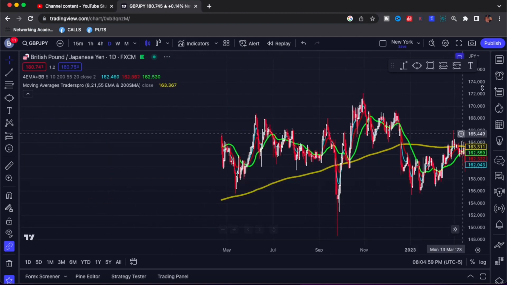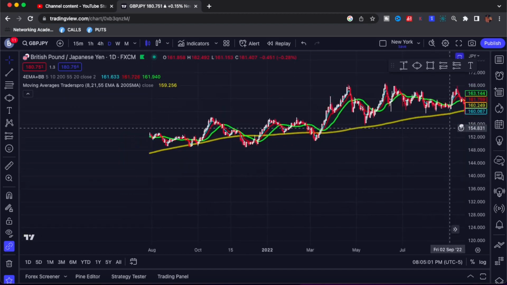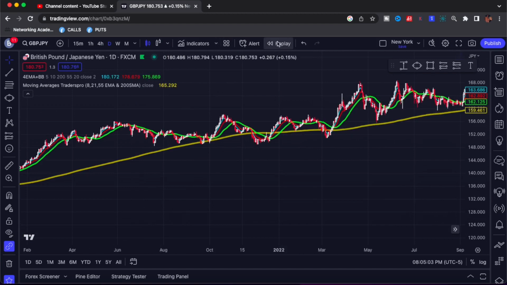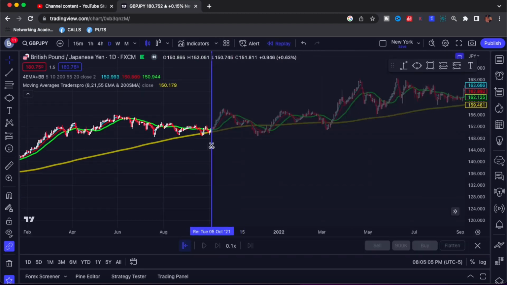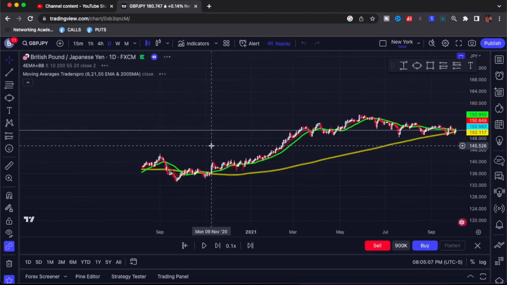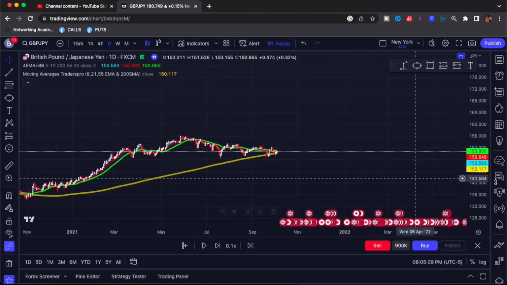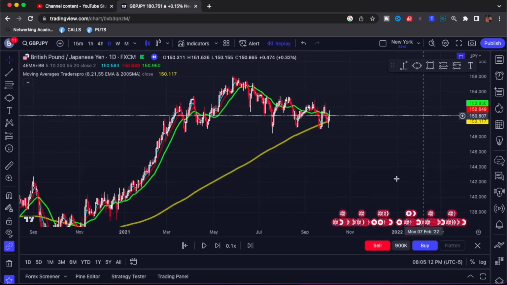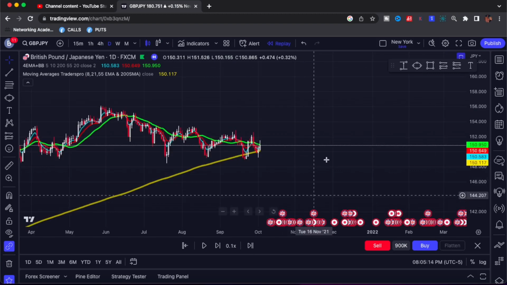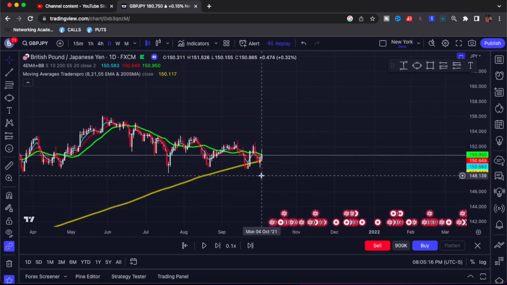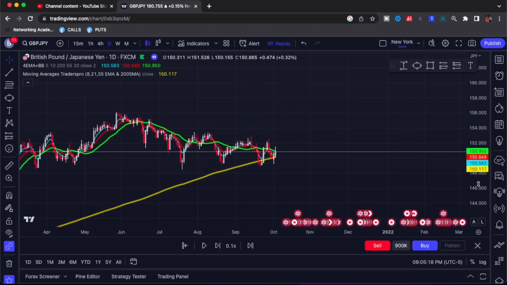So I could go all the way back in time. Let's just go back. We'll use replay mode. Let's just go back to like right here. I just clicked a random EMA cross. So boom. If I was trading this right here, I saw the setup on October 21st. This is how I play it.